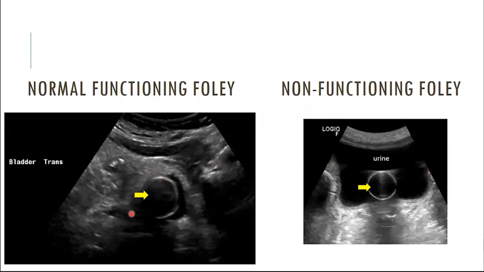This should be your normal functioning Foley. It should be hard to find, right? In a normal functioning Foley, the bladder should be really collapsed all around it. It should be hard to find that Foley catheter. And again, this is another picture of a non-functioning Foley where the balloon is well dilated in your bladder, but your bladder is not draining.